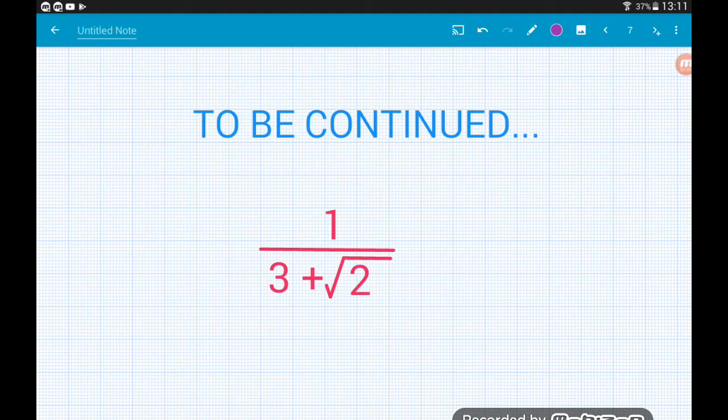Okay guys, this video will be continued in part 2, where we're going to be looking at trickier ones where we have more than a single term on the bottom of the fraction. They do get a tiny bit trickier, so be sure to check that out.